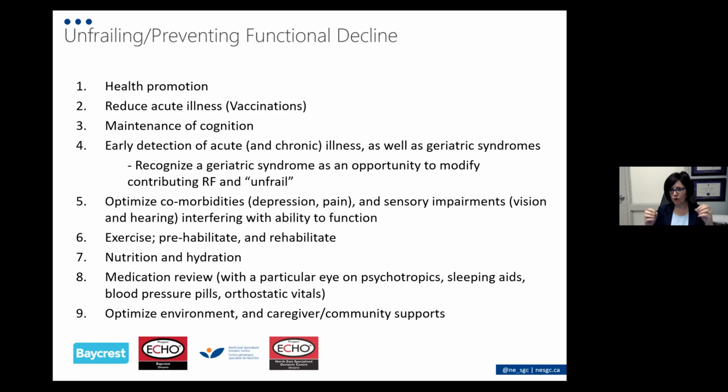Exercise across the board, so important. If only that was in a pill, it would be so much easier, but it really is one of the most important interventions we can do. Nutrition, hydration, and a medication review with a particular eye on psychotropics, blood pressure pills, orthostatic vitals, and then optimizing the environment with caregiver and community support. So if you can't fix it, can we bubble wrap it, right? It's kind of the other approach to geriatrics.